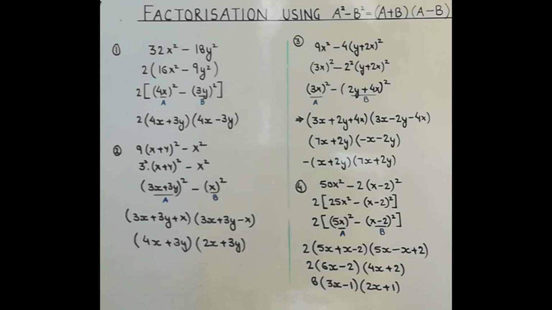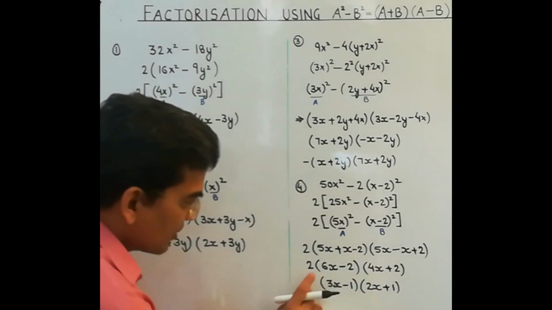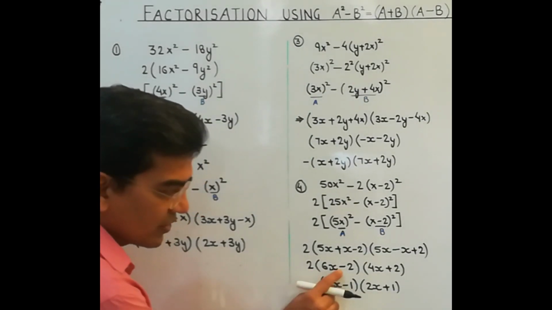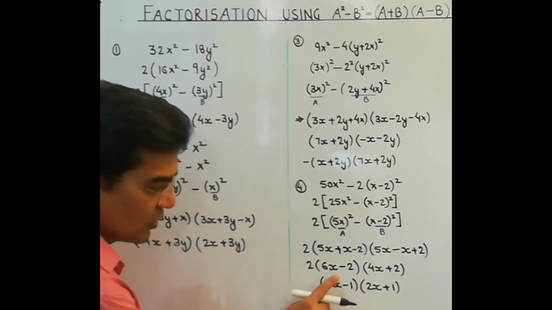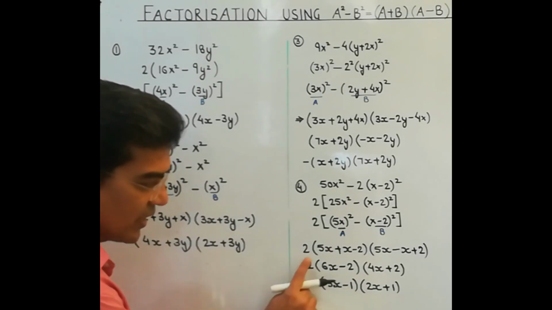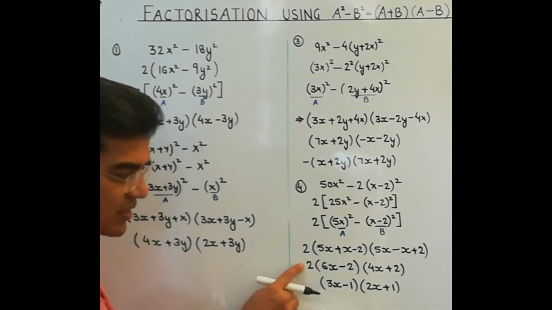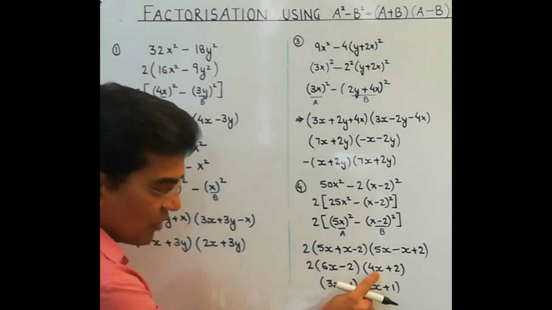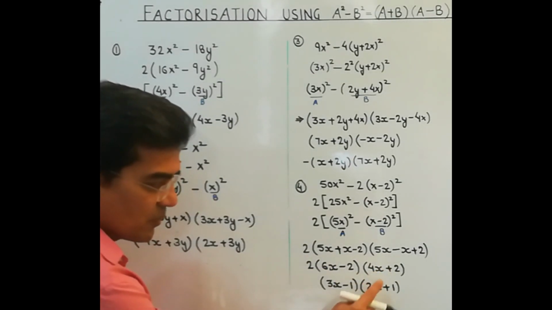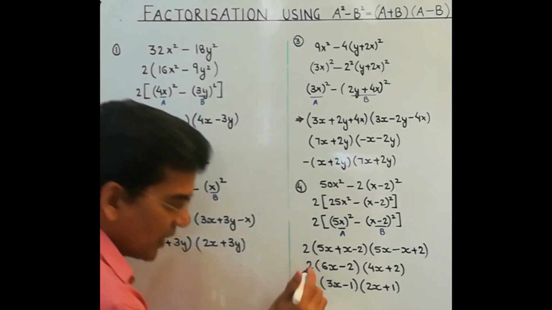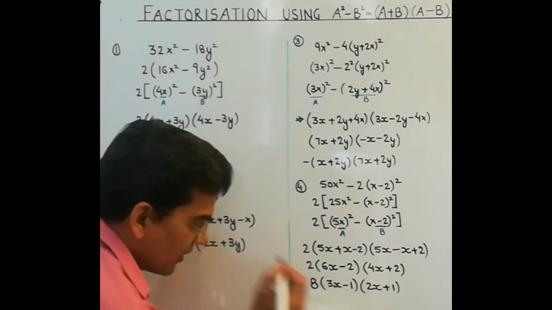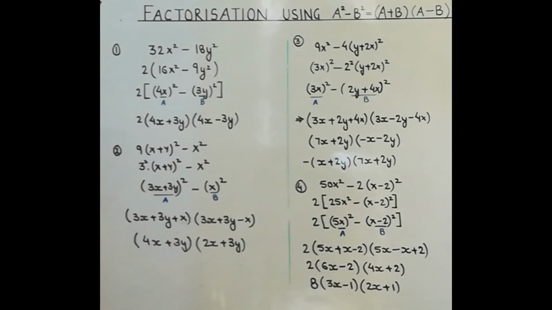The last one, what we have done over here, see, it was 2 already here, we took 2 common from here. So this becomes 3x minus 1 and the 2 that we have taken common, it makes it 4. Then we have again taken 2 common from here, so this becomes 2x plus 1 and the 2 taken common from here will be multiplied, so altogether this will be 8. So this will be your answer. So these 4 questions are clear to you.